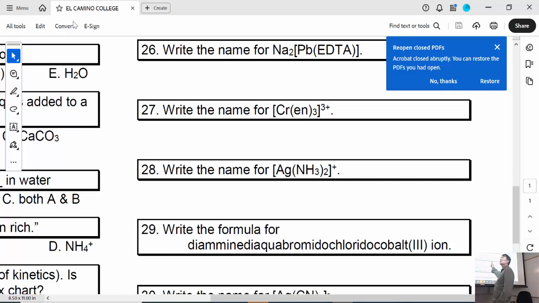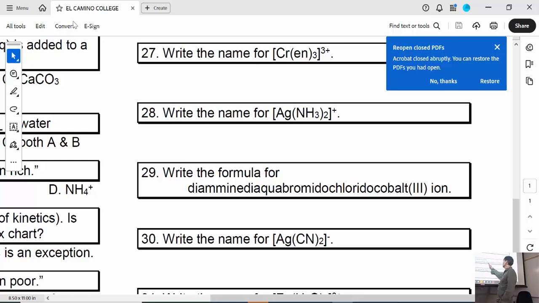How about this one? Diamine with 2 M's or 1 M? 2 M's. Silver or argentate? Silver. And silver is just +1, but we're going to write the Roman numeral 1. So this would be diamine, silver 1.